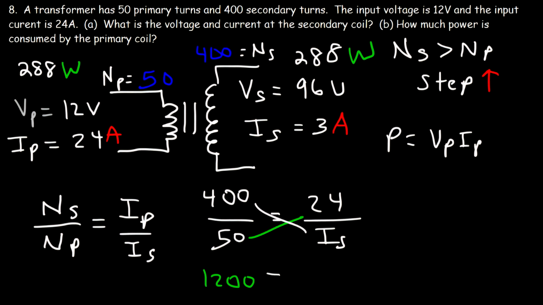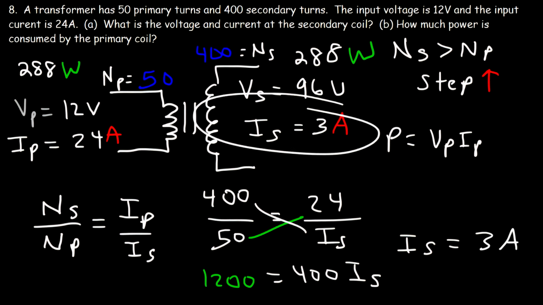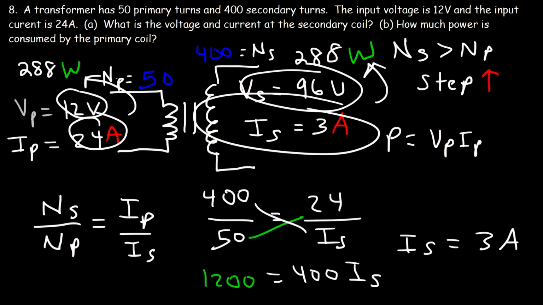And that's equal to 400 times Is. To find Is, divide both sides by 400. 1200 divided by 400 is 3. So Is is 3 amps. And then once you have Is and Vs, you can find the power. 96 times 3 is 288, or 12 times 24 is also 288.